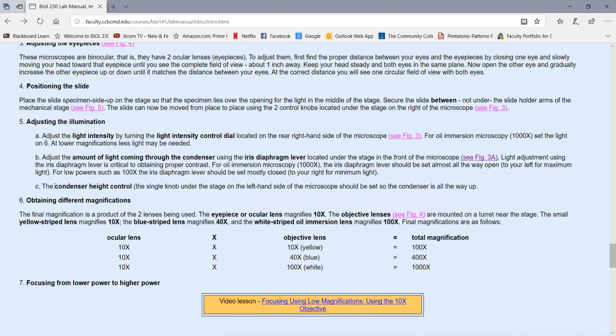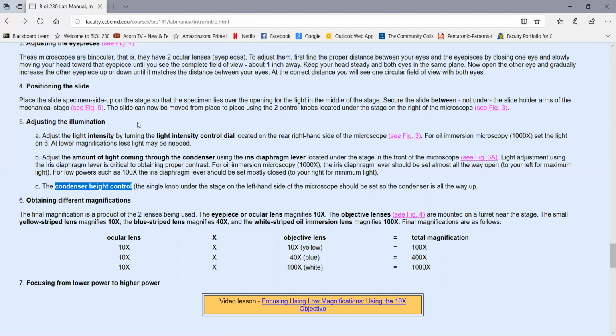And finally, we want to check the condenser height control. There's a single knob under the stage that looks about the size of a focus knob, but it's under the stage. That's actually just used to lower the condenser to take it out for cleaning and such. But sometimes someone will grab the condenser height control thinking it's a focus knob, start lowering the condenser, and then lose all the light.